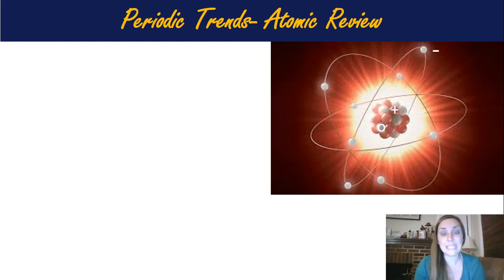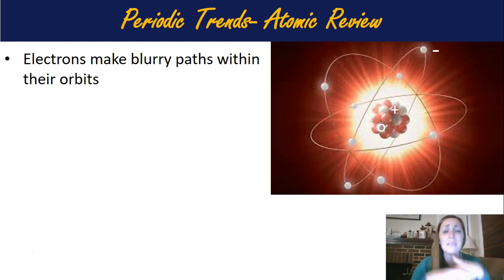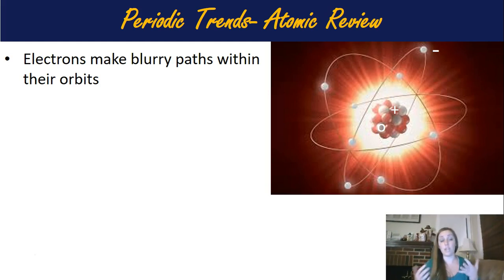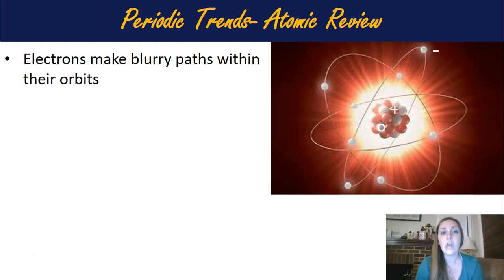And electrons don't stay in the same path too, which brings me to my first point that we have to keep in mind. Electrons make blurry paths within their orbits. So an electron isn't constantly going the same motion. It might go over here and then there and wherever within that shape, within the S, P, D, or F shape, whatever it happens to be assigned. So you can't exactly see the edge of an atom.